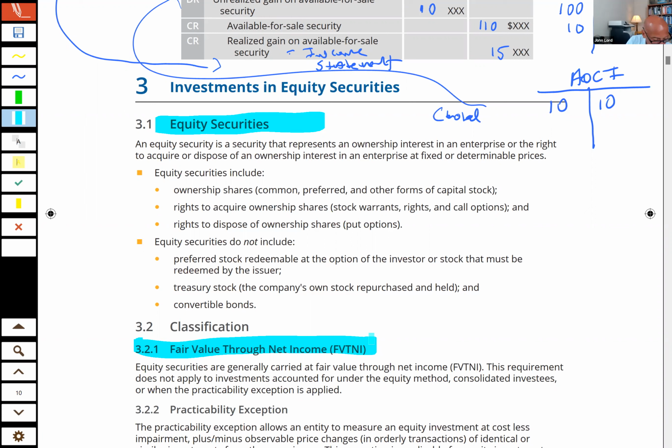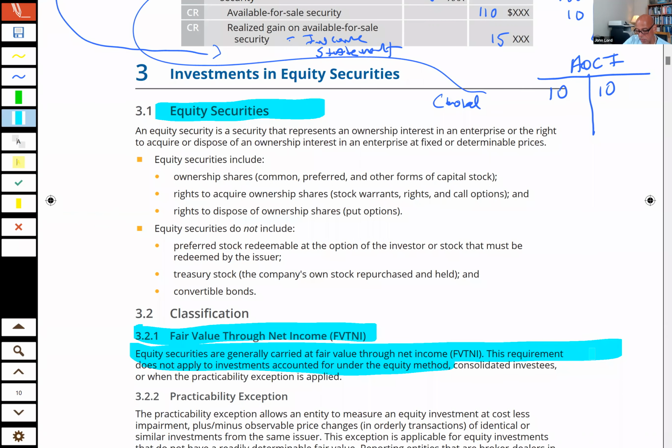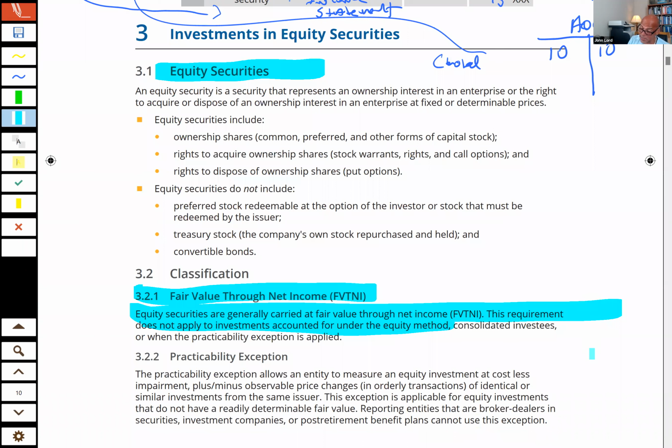Okay, so let's just take a look. Equity securities are generally carried at fair value through net income. This requirement does not apply to investments carried under the equity method unless the entity chose the fair value option for the equity method, which they could. And it does not apply to consolidated investees. There you don't have the option of accounting for that under the fair value option. They don't let you do that if you have to consolidate.